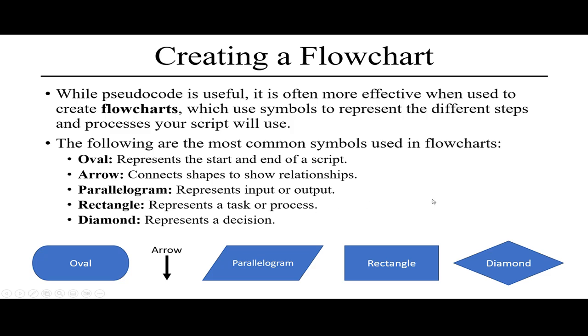A flowchart. Similar concept to pseudocode, where we're basically just mapping out our script. But flowcharts use symbols and lines. So here are some common shapes. An oval represents the start and end of your script. An arrow connects the shapes to show relationships, so it shows you the order in which the shapes are connected. A parallelogram is input or output. A rectangle is a task or process, and a diamond is a decision.